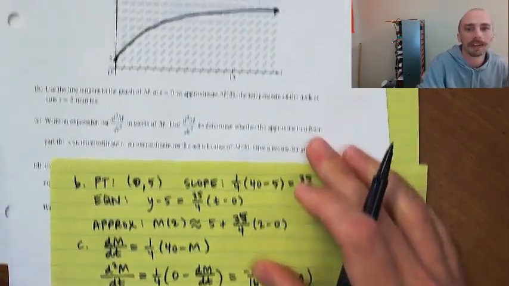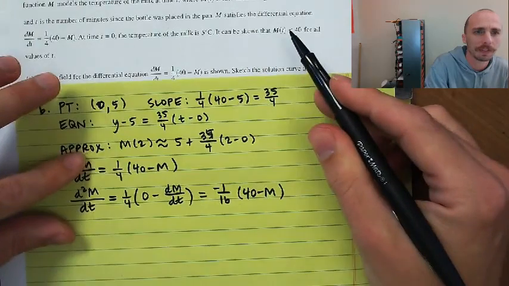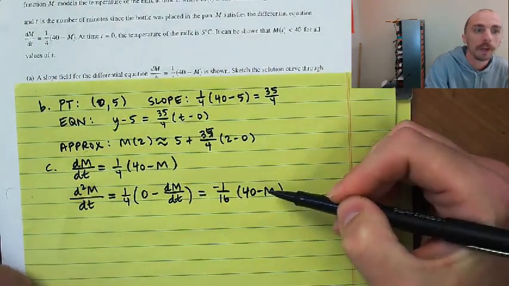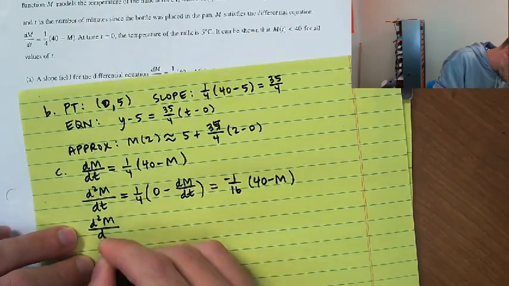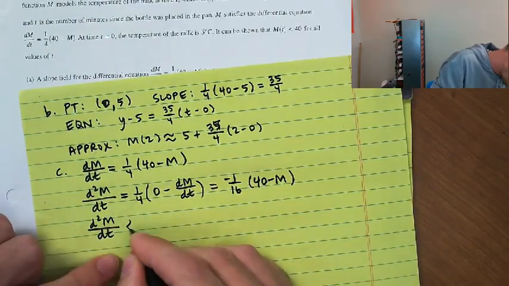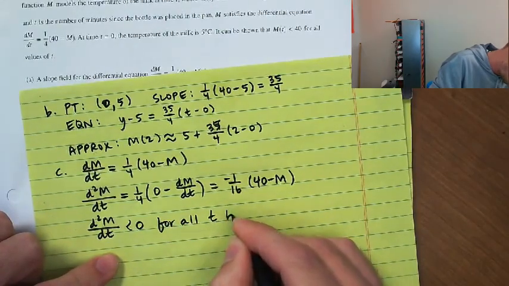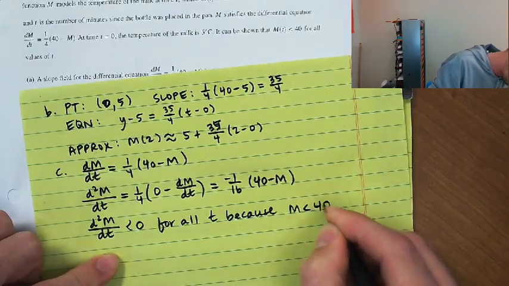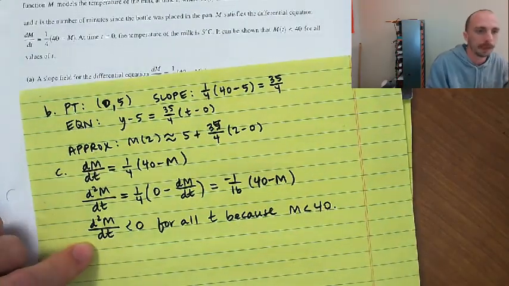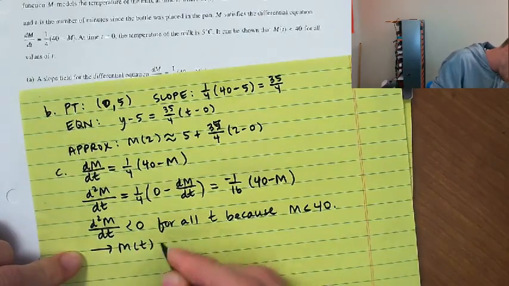Yes, that's where that disclaimer comes back. At the beginning they said m of t is less than 40 for all values of t. So I know that the second derivative of m with respect to t is negative for all t, because of what they told me, because m is less than 40. As a result, the graph of m is concave down.